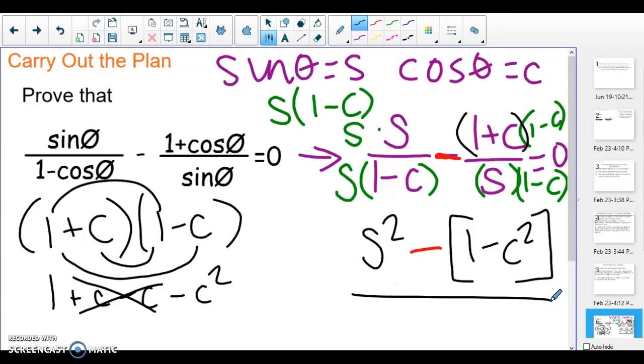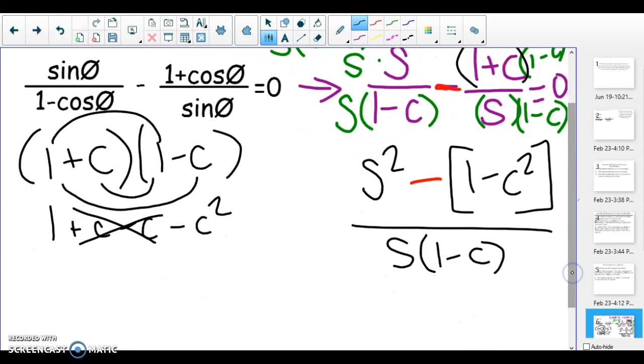All right. Now, at this point in time, I've got a common denominator, so I'm going to write everything over the common denominator. So I've got S times 1 minus C, right? So again, what I've done is I've taken this trigonometry problem with sines and cosines and made it into an algebra problem, which I'm much more comfortable with.